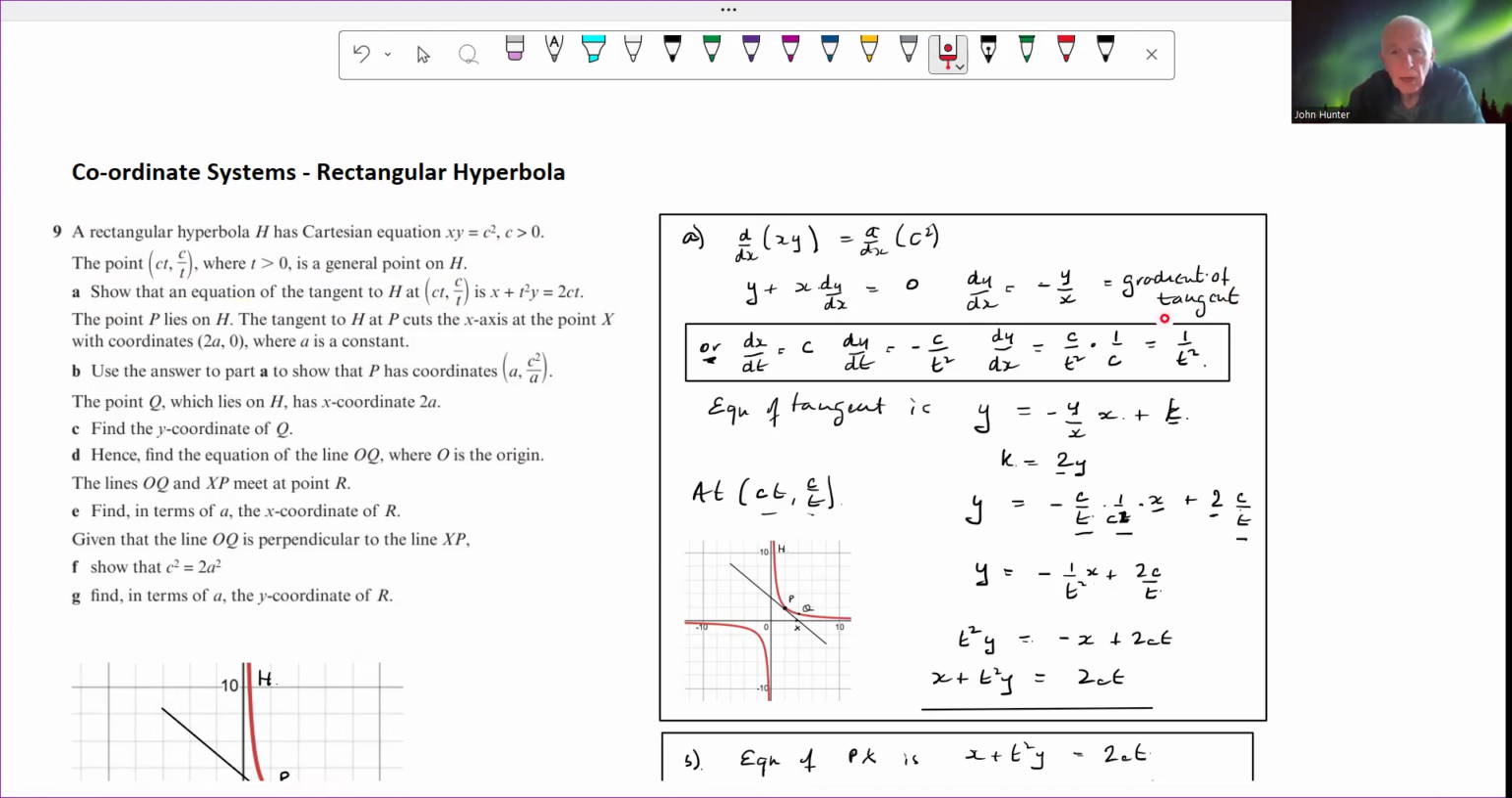Okay, so we want the equation of the tangent, so we want the gradient of the tangent, don't we? So we can find that by differentiating the equation of the curve. If we find the derivative with respect to x of this equation, then we're going to differentiate implicitly, and that's going to give us a derivative of minus y over x. That's the gradient of the tangent.